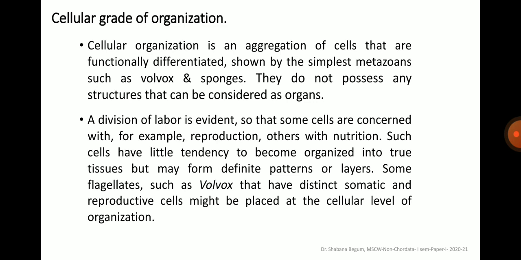They do not possess any structures that can be considered as tissues or organs. A division of labor is evident so that some cells are concerned with, for example, reproduction, others with nutrition. The cells have little tendency to become organized into true tissues but may form definite patterns or layers. Some flagellates such as Volvox that have distinct somatic and reproductive cells might be placed at the cellular level of organization.